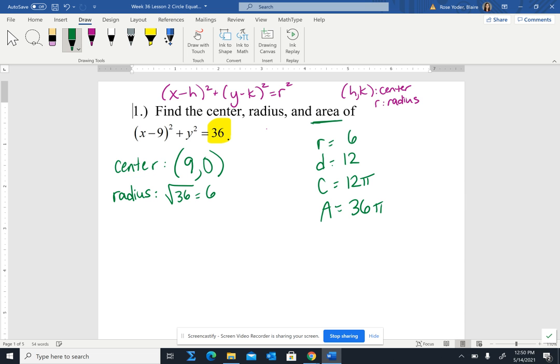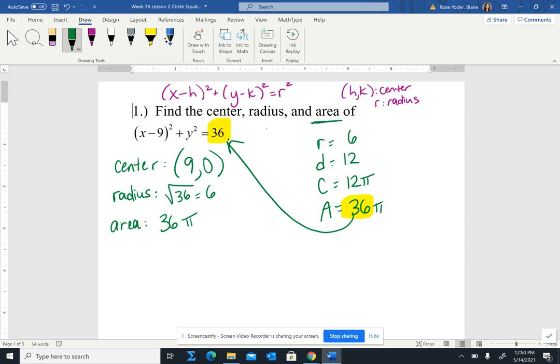36 pi, 36. That number looks so familiar. Where have I seen 36 before? Right, that was in the equation. Radius squared is already in the equation. So let's save ourselves a step. As much as we love the whole RDCA thing, I can actually jump right to the area because I already know what the radius squared is. So all I have to do is throw a pi on it.